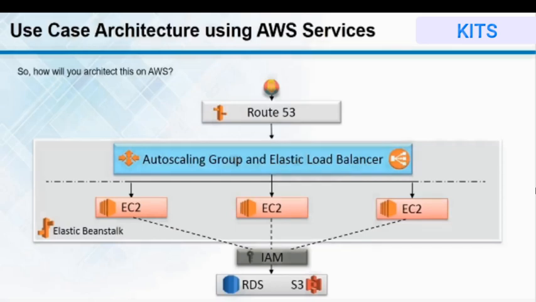Now my application or my website is a PHP application. So like I said, if you have an environment which is there in Elastic Beanstalk, you should always go for it, right? Since PHP is listed in Elastic Beanstalk, I'll be using Elastic Beanstalk instead of EC2.